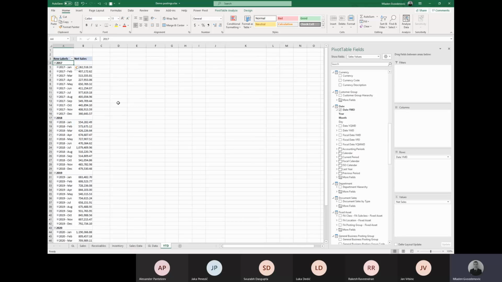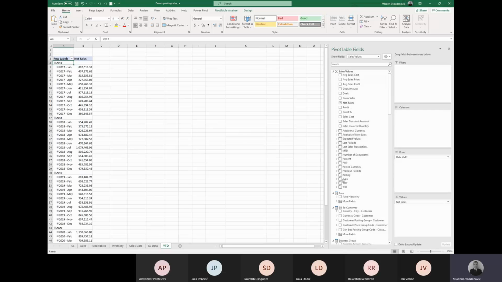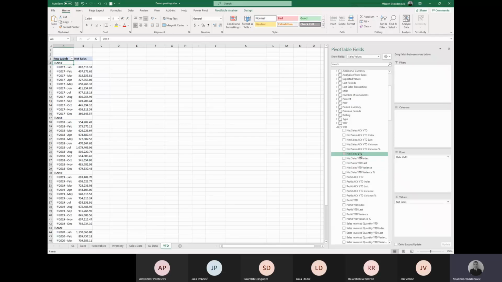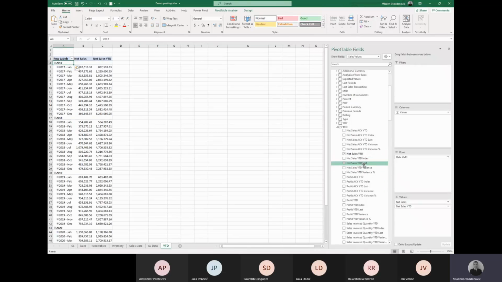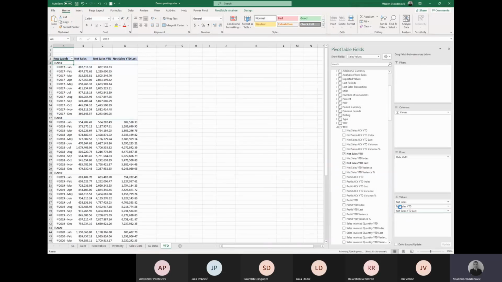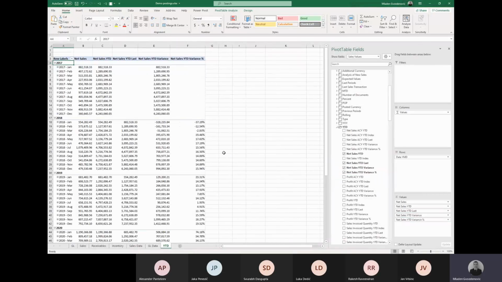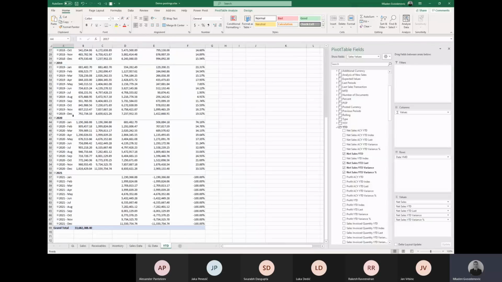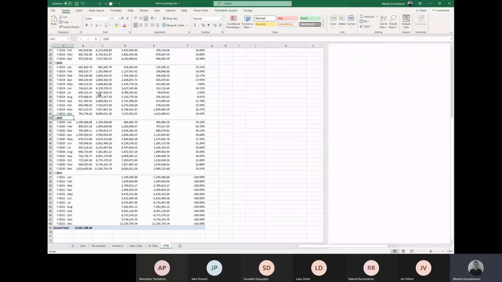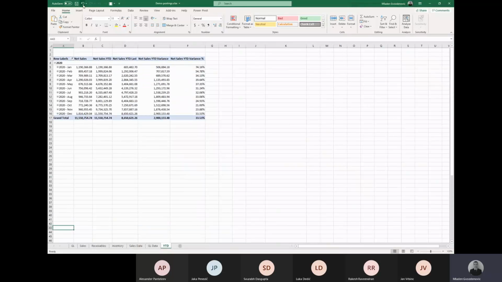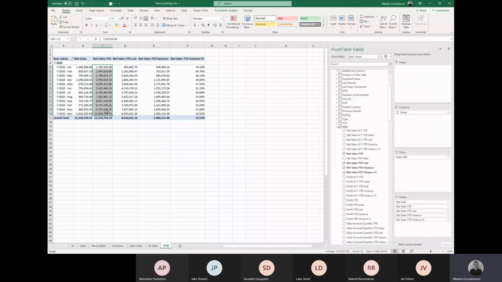Good. Now, the value that I'm showing you here today is going to be here. So I'm bringing year-to-date last, year-to-date variance, and year-to-date variance percentage. Now it's a lot of information. Let's focus on 2020. Okay, so what do we have here? So this is our net sales, 11 million, and this is cumulative. Year-to-date means from the beginning of the year, it shows us cumulative value.